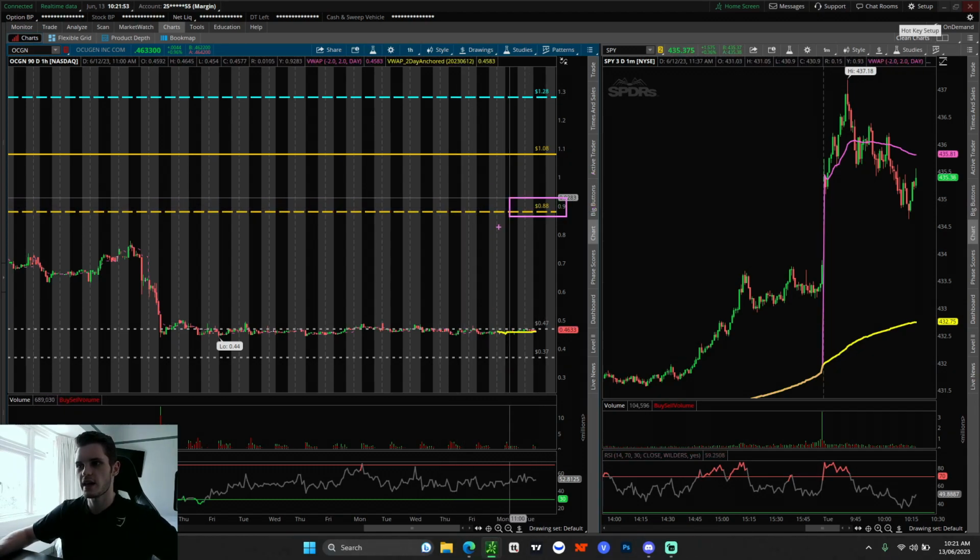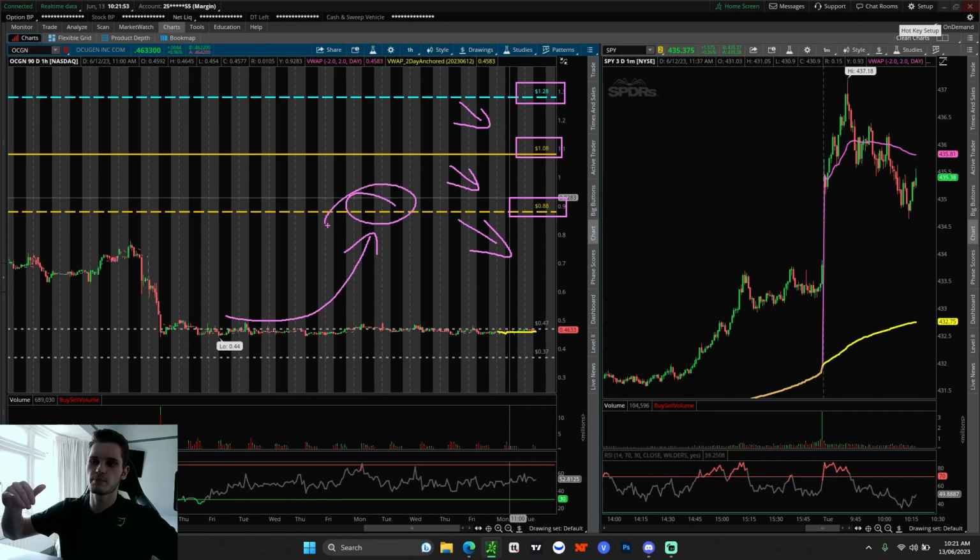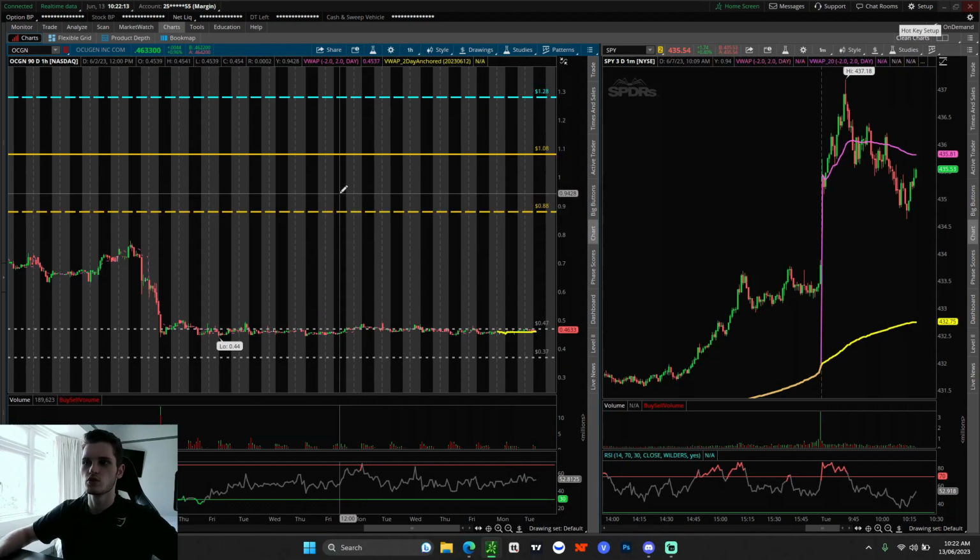So short bias at 88 cents. If we broke that, it would be $1.08 and $1.28. Again, these are all short bias levels if we could pop to these. Now, this doesn't mean to say that is so-called my target. Yes, if I was long bias, I would be using this as a target, but I wouldn't be buying now in anticipation or expecting it to go to this value.